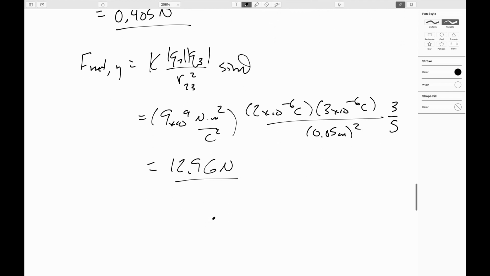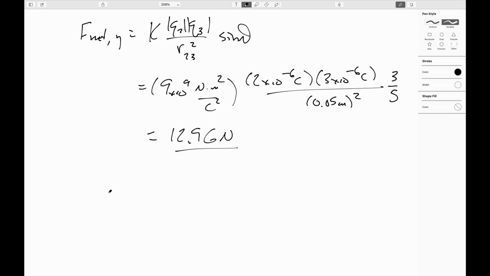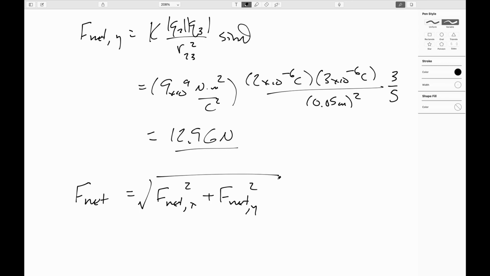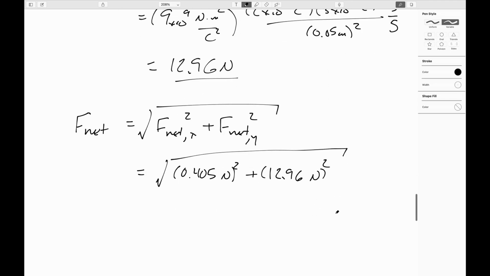So then to get my net force, I'll need to combine the components by the Pythagorean theorem. F net will be equal to the square root of F net x squared plus F net y squared. So this will be the square root of 0.405 newtons, and it turns out that this piece basically doesn't matter, plus 12.96 newtons squared. Take the square root, you get 13 newtons.